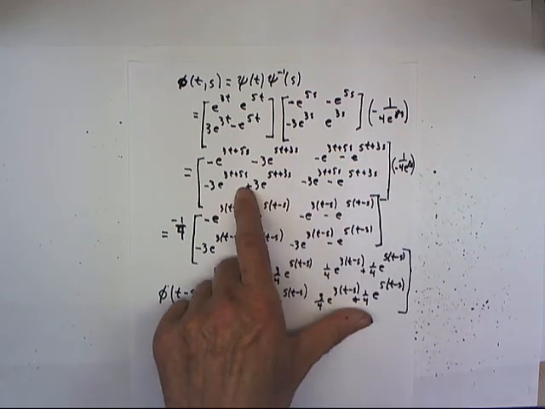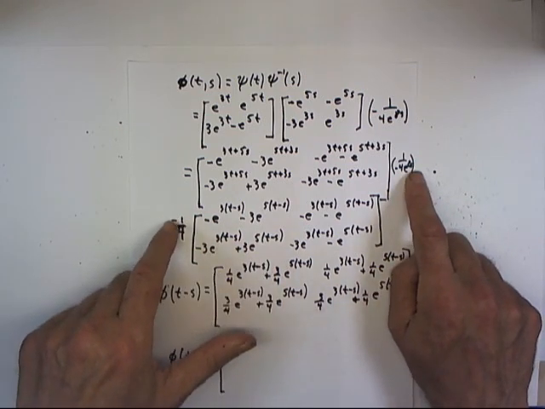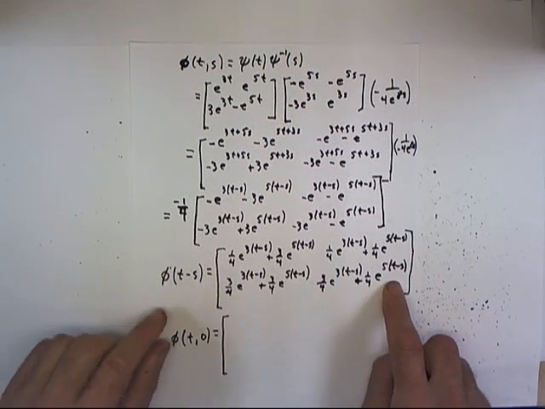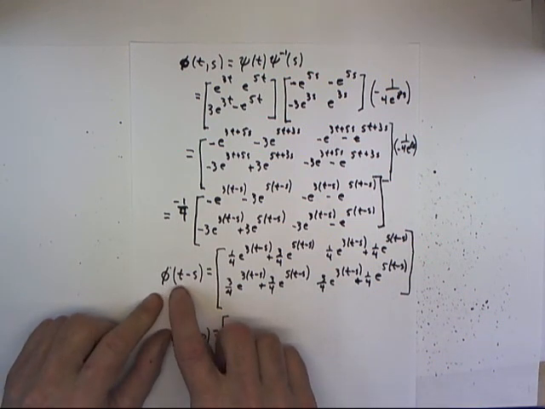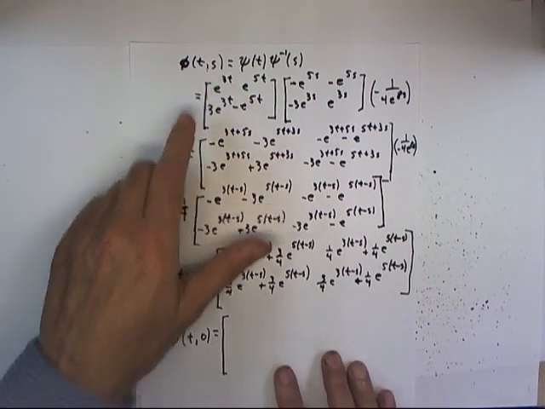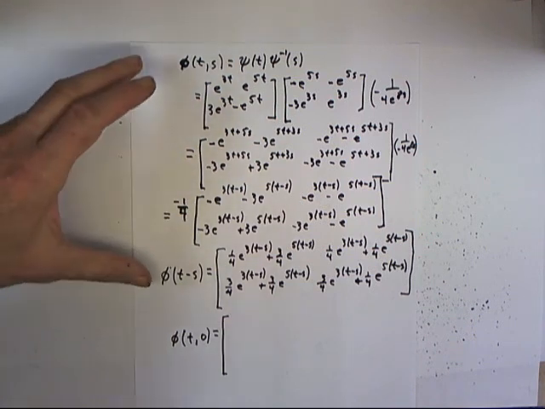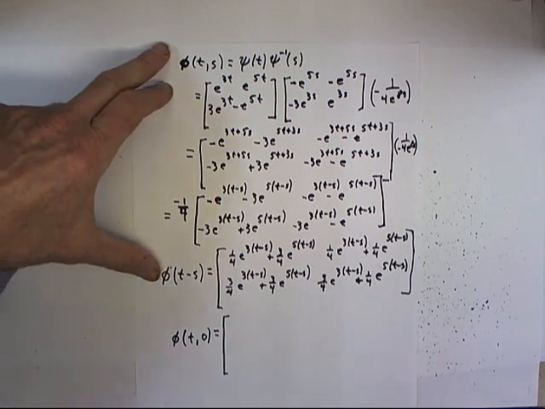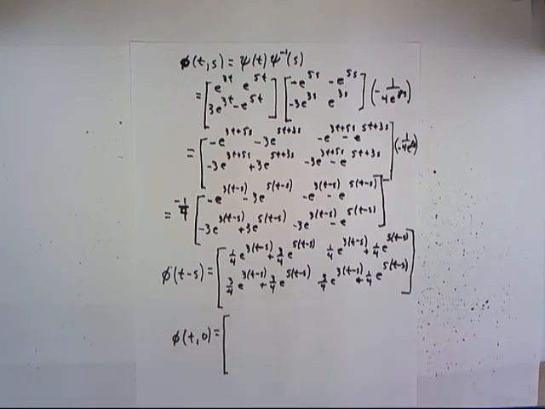At this point I've divided by the e to the 8s. I still have the negative 1/4 out here, which I then distribute through the matrix. And this time, taking a little bit of liberty with the notation, I write this as phi of t minus s. Now, phi is a function of two variables, not one, but your book does this, and it's commonly done. So where are we? We've got the phi of t minus s matrix.